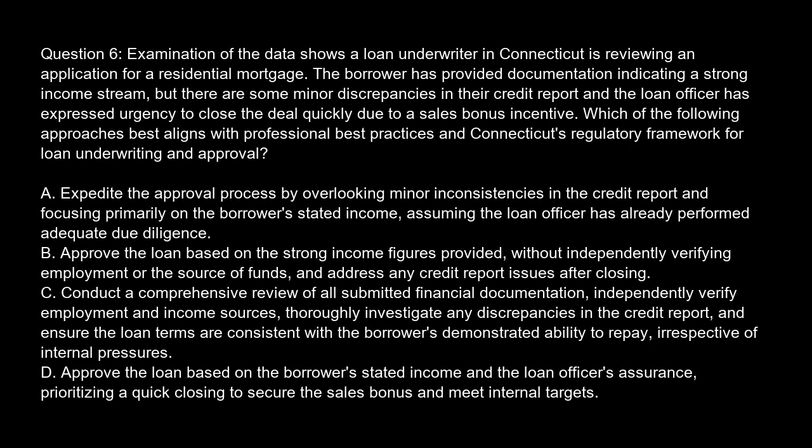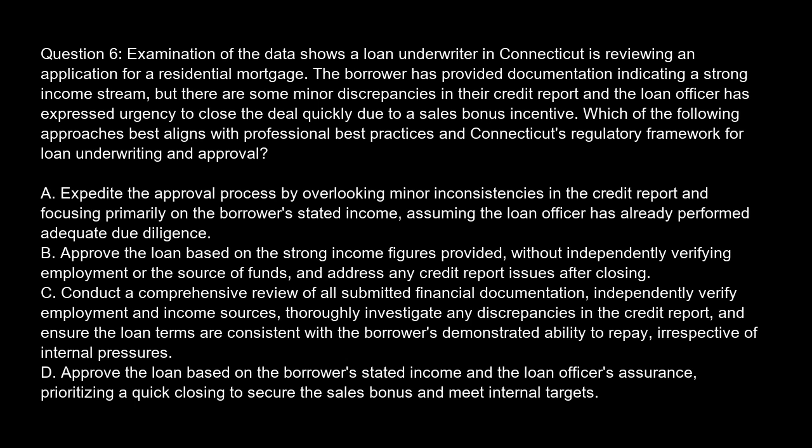Question 6. Examination of the data shows a loan underwriter in Connecticut is reviewing an application for a residential mortgage. The borrower has provided documentation indicating a strong income stream, but there are some minor discrepancies in their credit report, and the loan officer has expressed urgency to close the deal quickly due to a sales bonus incentive. Which of the following approaches best aligns with professional best practices and Connecticut's regulatory framework for loan underwriting and approval?